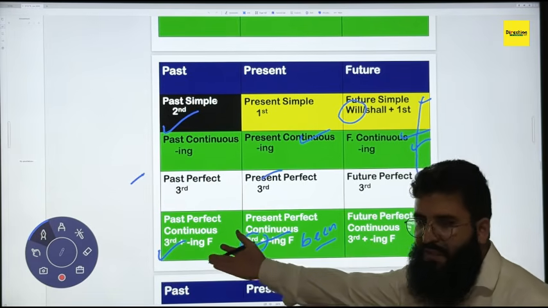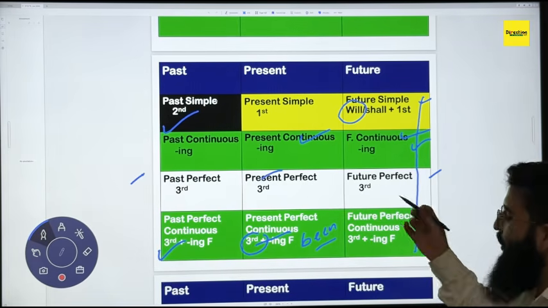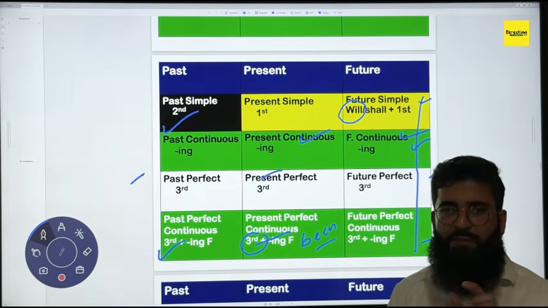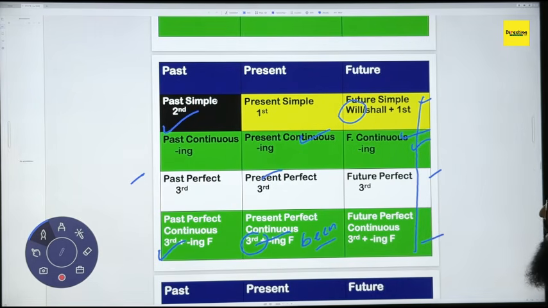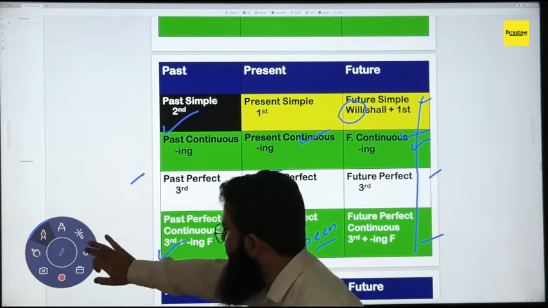Which word will tell you this is definitely perfect continuous tense, either past perfect continuous, present perfect continuous, or future? What is that single word? Been. Is this clear? Okay. Now if I ask you, I will remove this first.